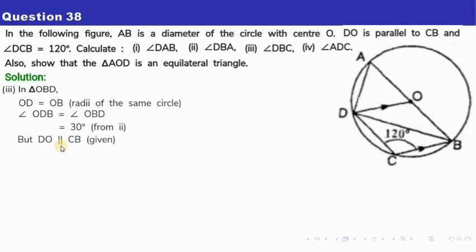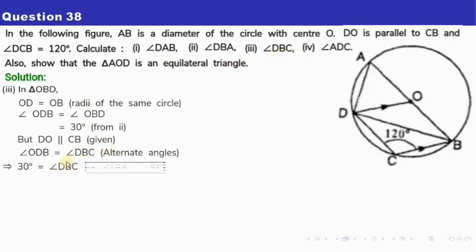Now we know that DO is parallel to CB. That is all given from the question. So that's why I say that these two angles, this angle and this angle, are alternate angles, so they are equal to each other. And we know that ODB is equal to 30 degrees. So that's why angle DBC will also be 30 degrees. So my third answer was angle DBC equals 30 degrees.